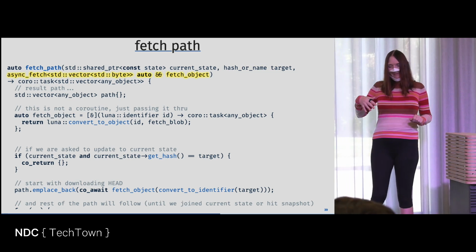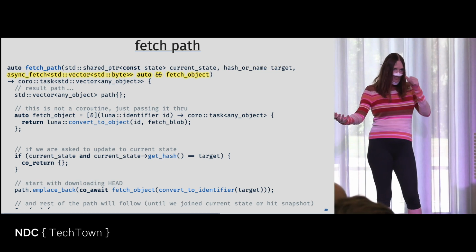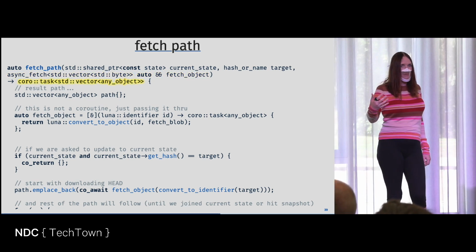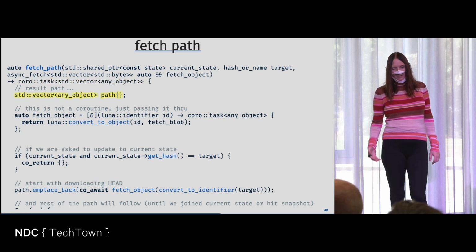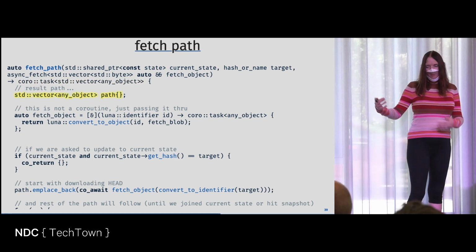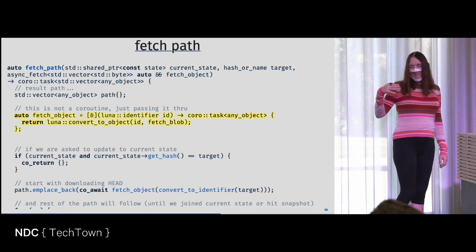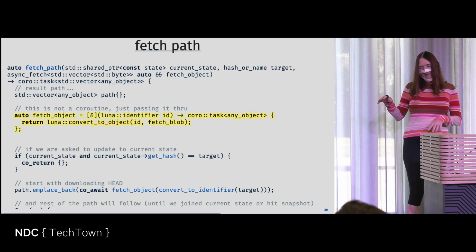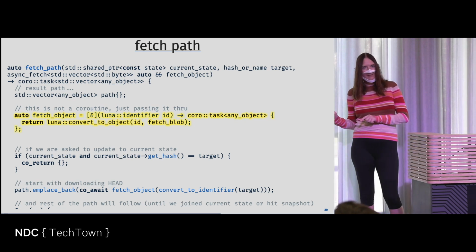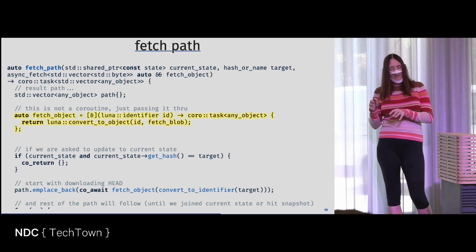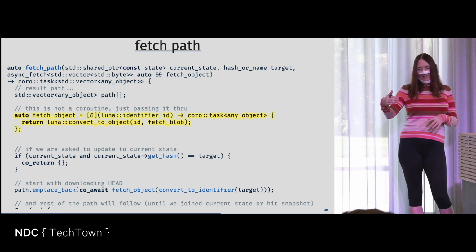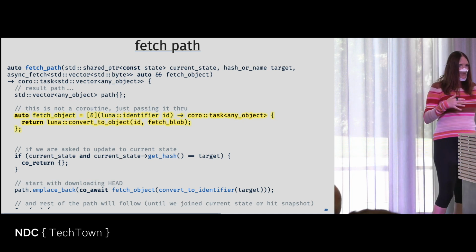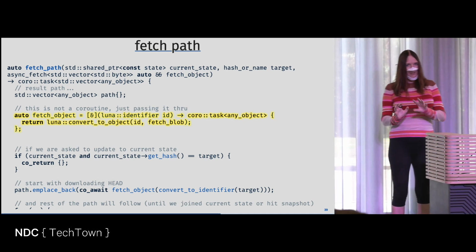And it will give it a function which will download bytes for you, nothing else. And it will give you the path you are updating. So the result path is just a vector of objects. Then there is a function which is returning a task, but it's not a coroutine. It's just doing wrapping. It creates a lambda. If you ask for an identifier, it will give you the object by using your function to download and an identifier. It's just like a small wrapper.